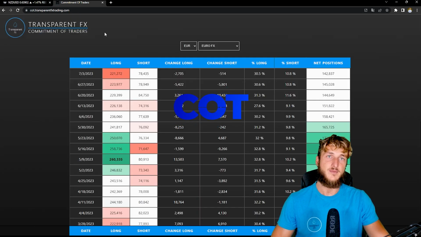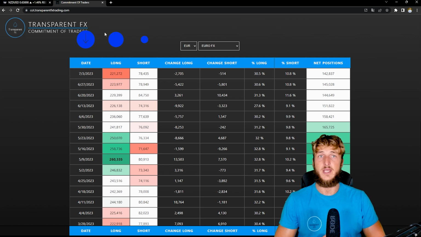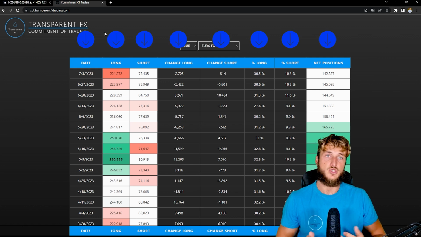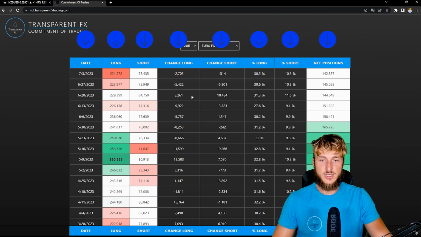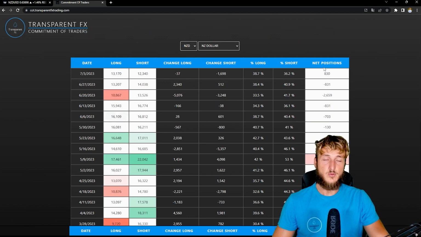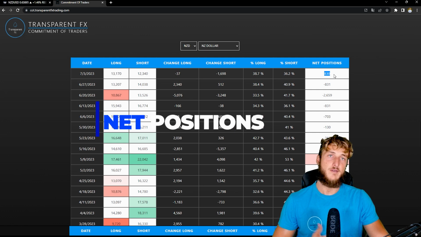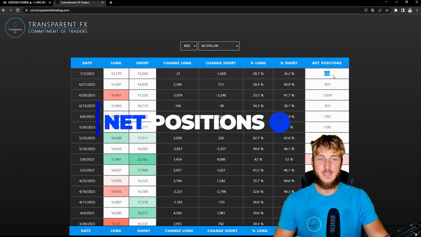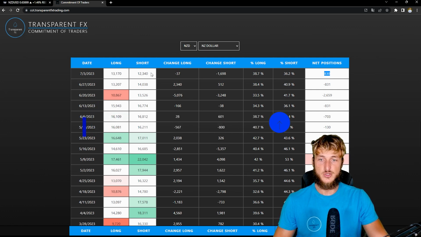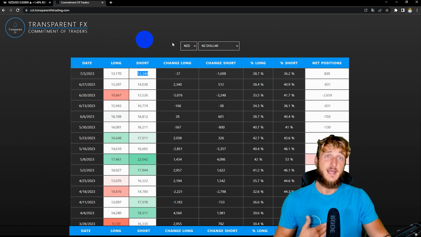Now, if we go and see what we have when it comes to the commitment of traders, so the COT data, which is what the non-commercials, so the biggest speculators in the market are doing, which are essentially hedge funds, so the big players in the market, and we check the data precisely for the NZD, we can see that with the last report, we shifted from having a negative net positioning with minus 831 net positions to now having a positive net positioning with plus 830 net positions. This shows how we went from having more shorts than longs from an institutional perspective to now having more longs than shorts, therefore making NZDUSD very strong.